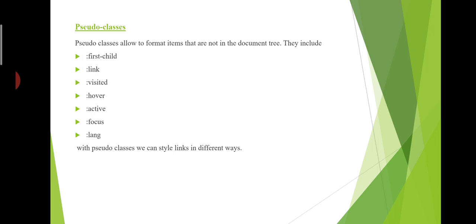So the first pseudo class is :first-child, which represents the first child, the first element of that document. :link, the link which is given to connect to the next document or the next page, :visited, which is already visited, :hover, :active, :focus, :lang. So these are all the pseudo classes with which we can style the links in different ways.